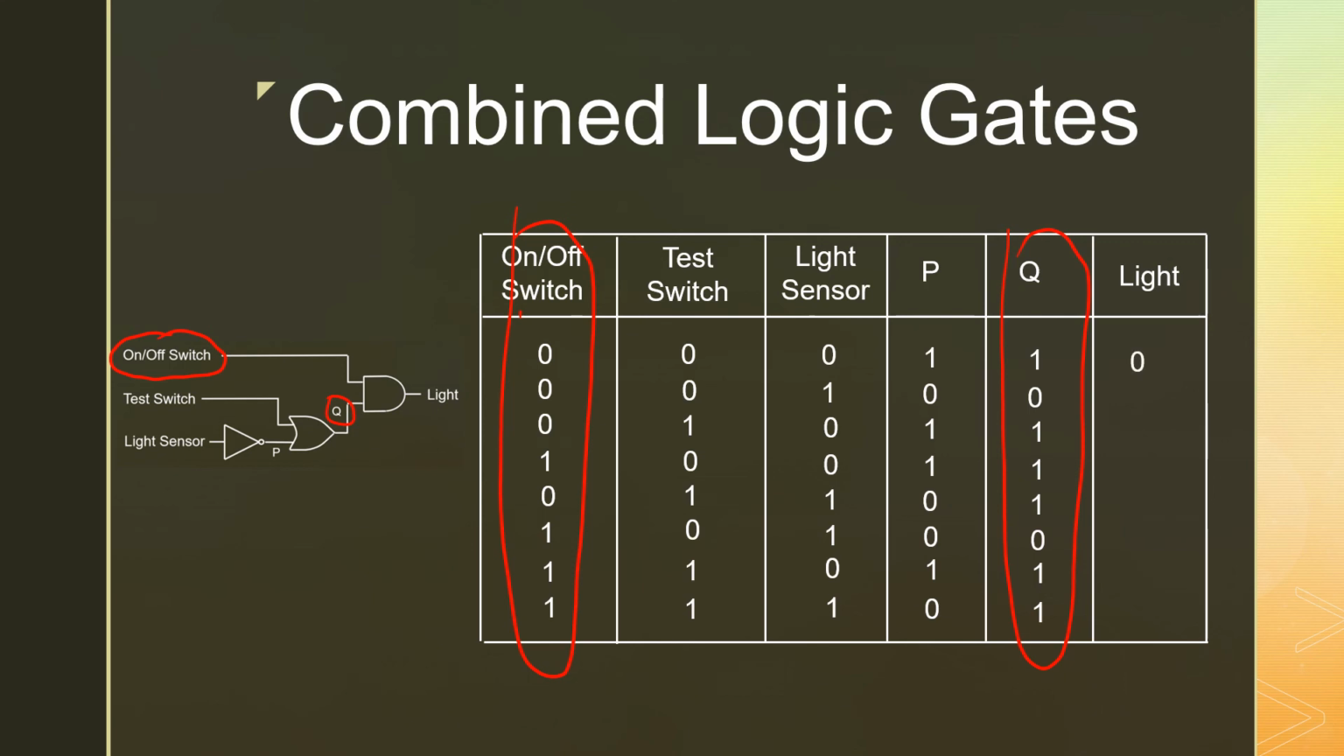So we've got a 0 and a 1 is going to give us a 0. A 0 and a 0 is going to give us a 0. A 0 and a 1 is going to give us a 0. A 1 and a 1 gives us a 1. A 0 and a 1 gives us a 0. A 1 and a 0 gives us a 0. A 1 and a 1 gives us a 1. And a 1 and a 1 gives us a 1.